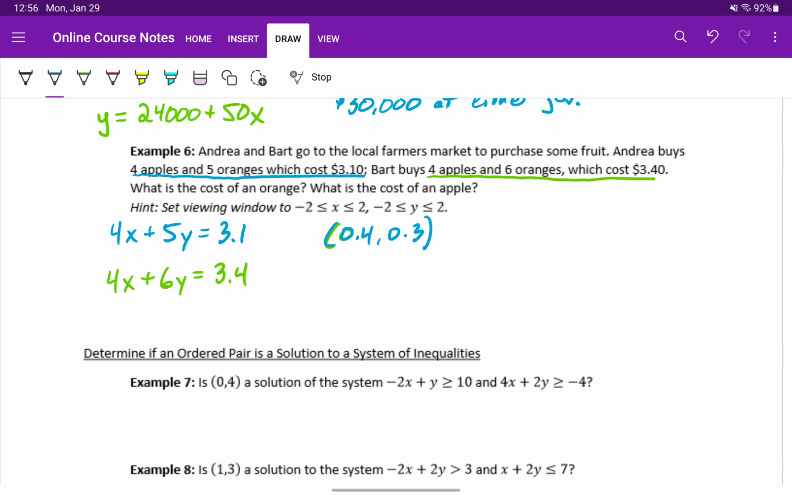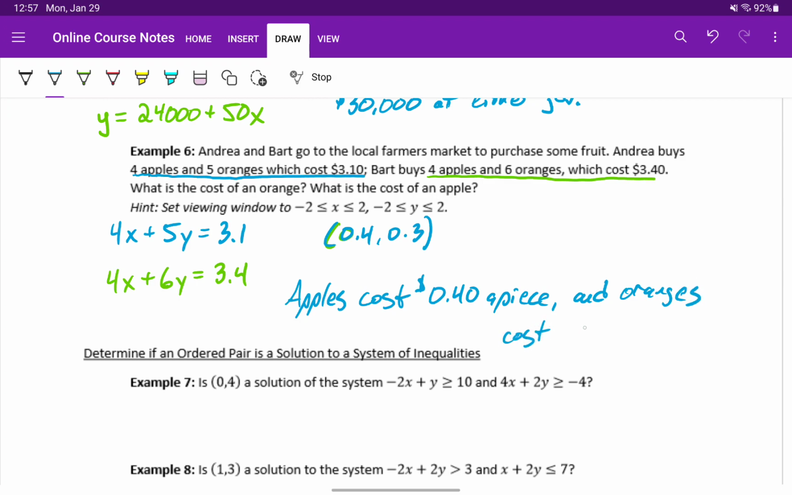Translating that into the context of the problem, it's telling us that apples, because we used apples as our x value here, cost 40 cents a piece, and oranges cost 30 cents a piece.